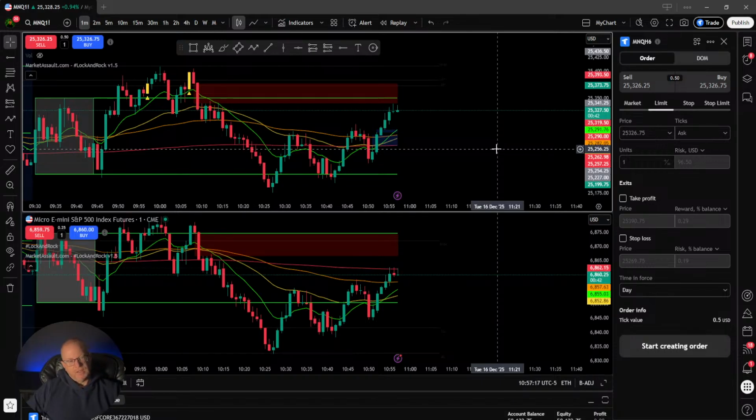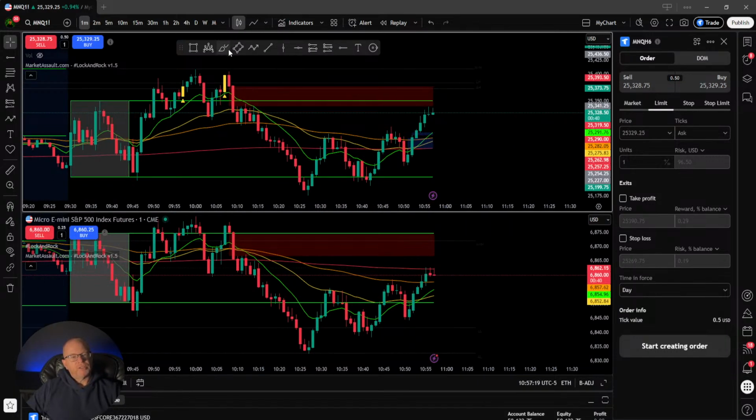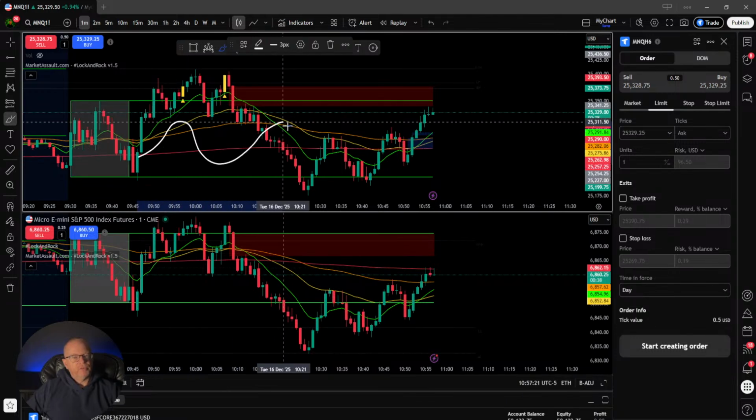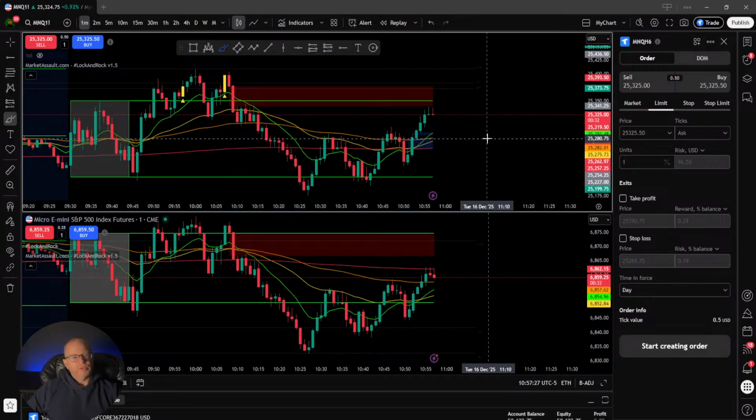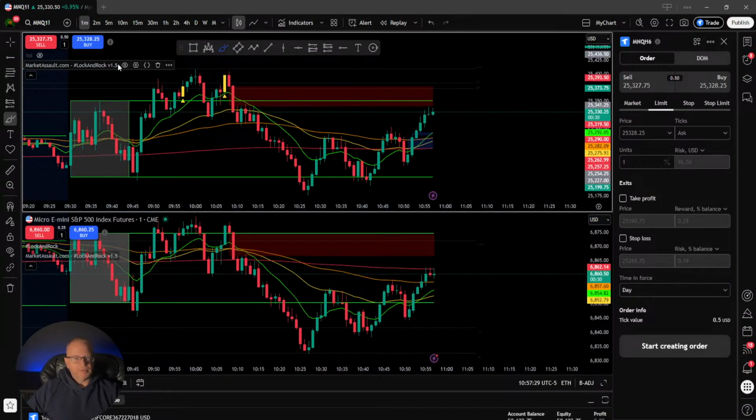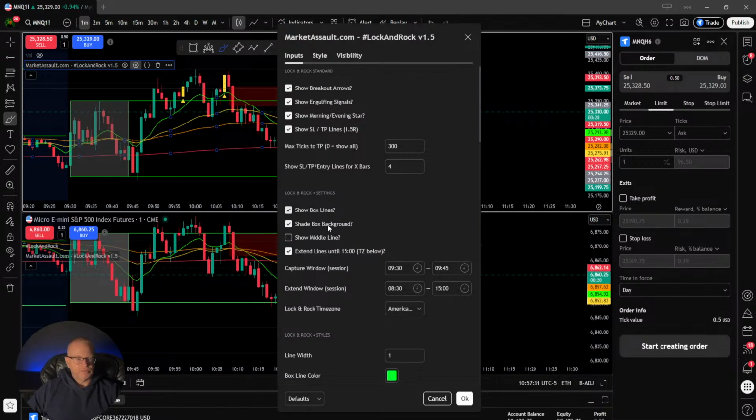If you look at my screen real quick, the moving averages are trending sideways. Nothing real interesting here yet. I'm gonna get rid of these fair value gaps too.